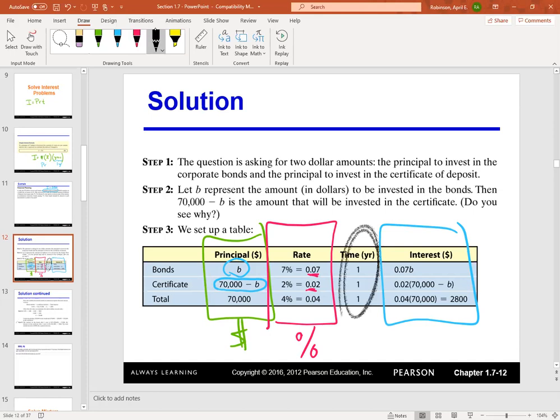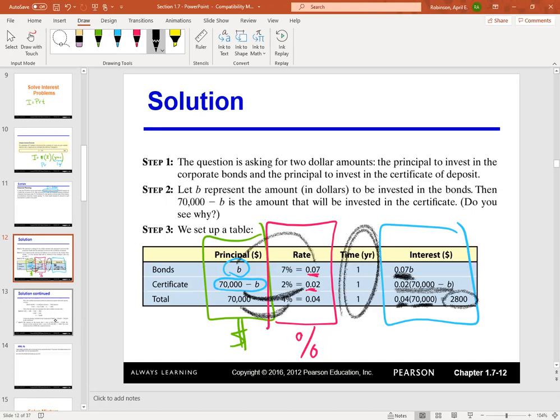So the interest for the bonds is, they took the B times the 0.07, that's 0.07B. And then for the certificate, they did this, 70,000 minus B times the 0.02, it's right here. And in the end, she wants a 4% return. She wants 0.04 of her 70,000, which is the 2,800.